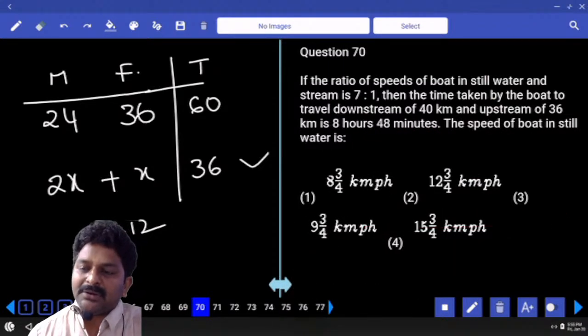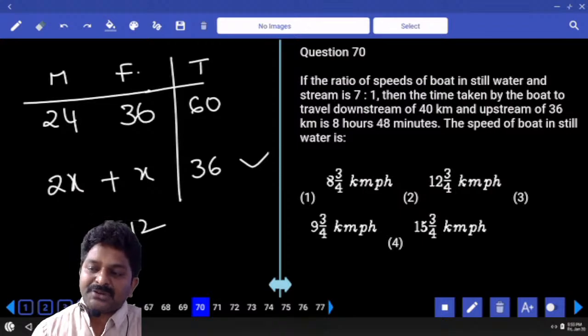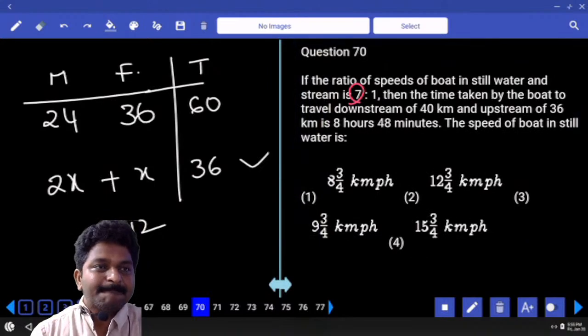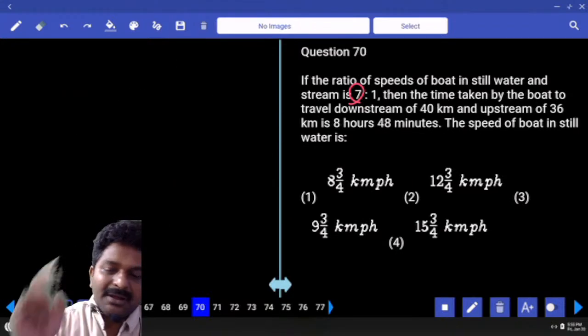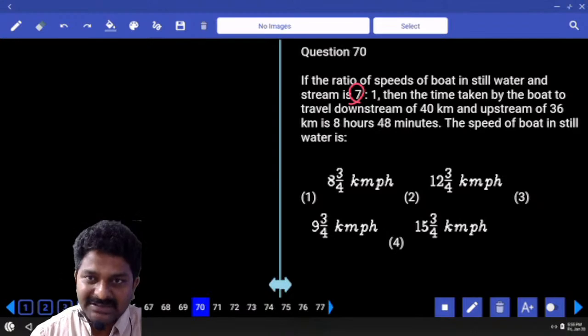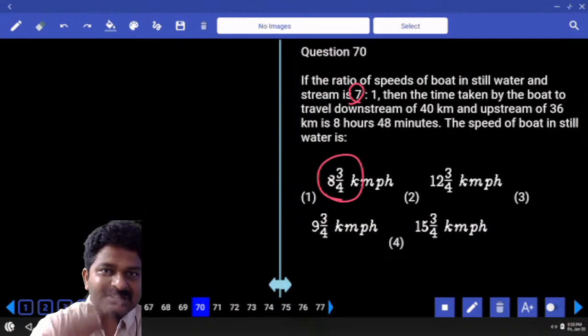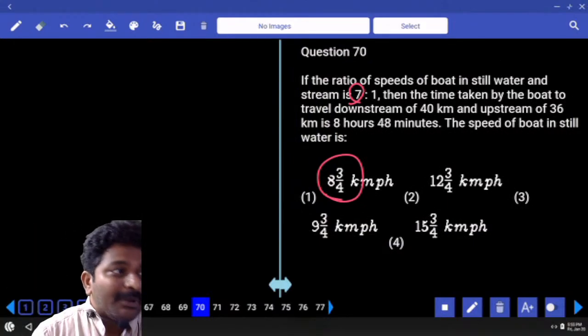The ratio of speed of the boat in still water and speed of the stream is 7:1. Then the time taken by the boat to travel 40 kilometers downstream and 36 kilometers upstream is 8 hours 48 minutes. The speed of the boat in still water is how many parts? 7 parts, so it should be a multiple of 7 only. But when you look at your options, they are in mixed fractions. Still, it is easy to convert, right? And we just need to verify the numerator only.